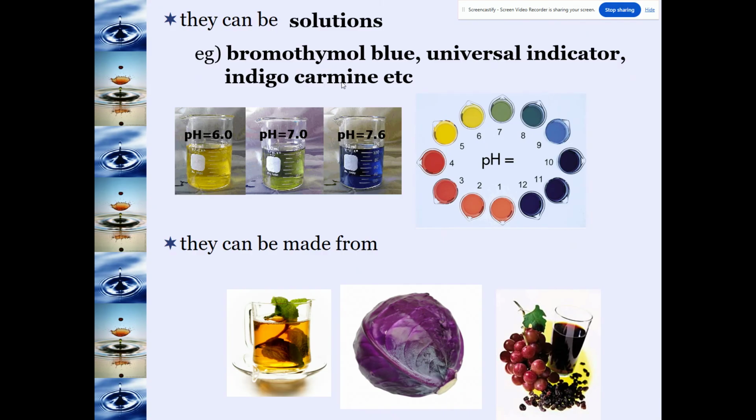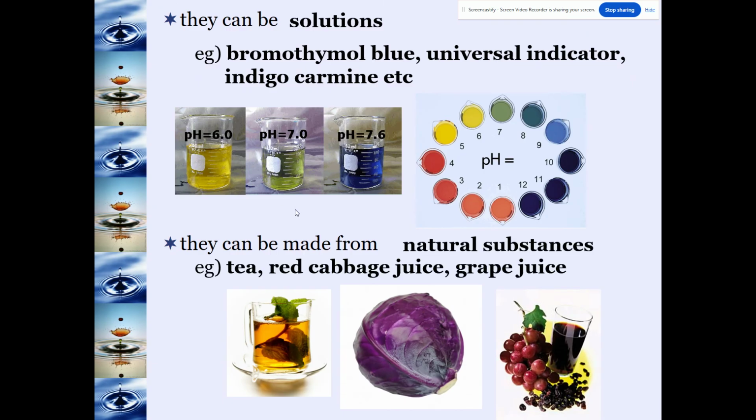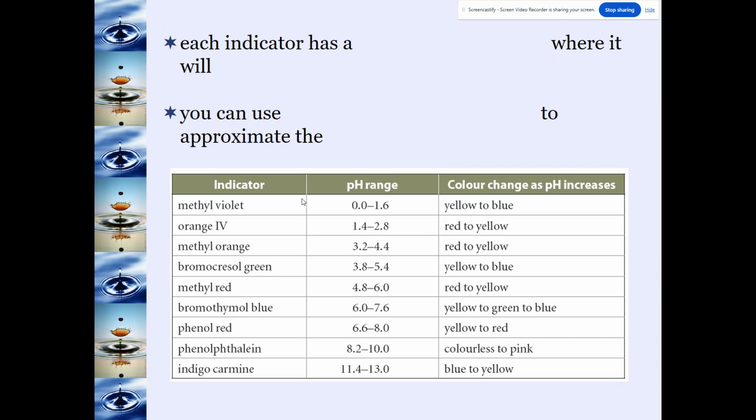We're going to look at the indicator solutions in just a second, but they turn a variety of colors. Universal indicator, again like pH paper, gives a different color for each pH range, whereas things like bromothymol blue and indigo carmine switch between two colors, where they have a middle color that's in between the two colors that they switch between. They can also be made from natural substances like tea, red cabbage juice, and grape juice.